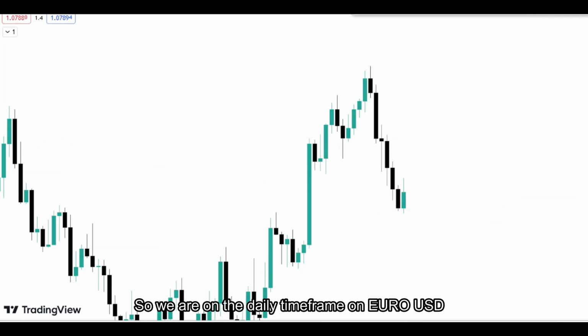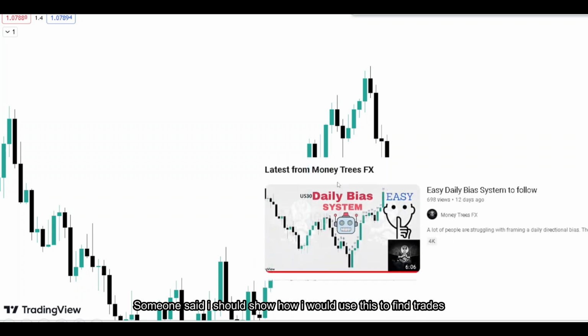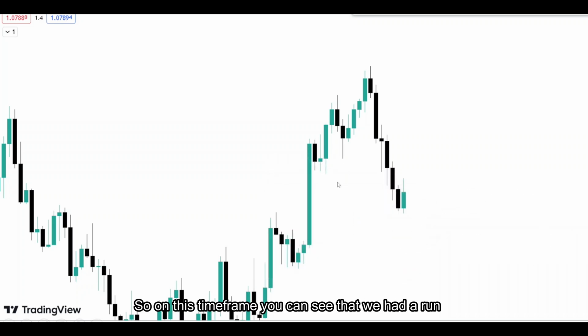So you're on the daily time frame on Euro USD. Someone said I should show how I would use this to find trades. So on this time frame, you can see that we had a run on the previous day's high and failed to close above it. So that's a turtle soup on a lower time frame, which is also known as the Persian revert setup. So when this happened, we anticipate the opposing liquidity to be ran.